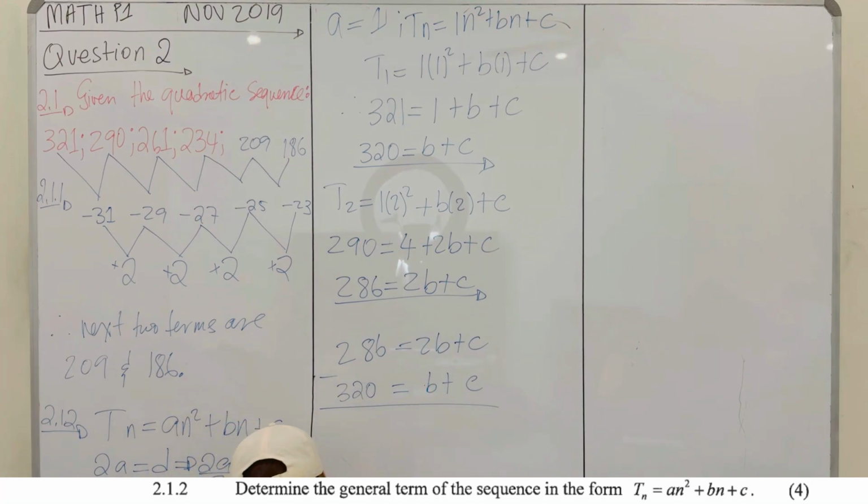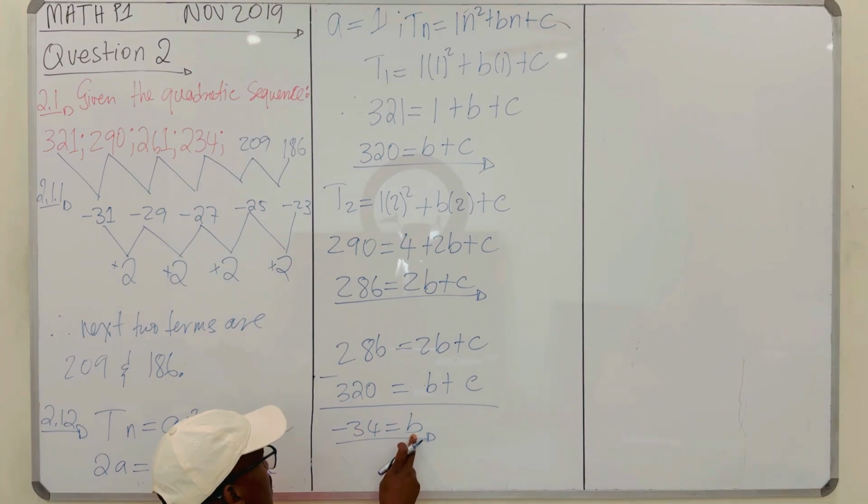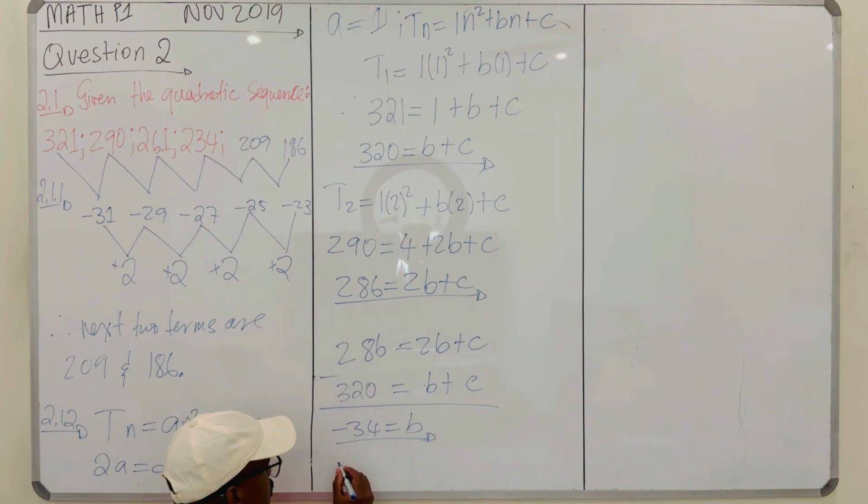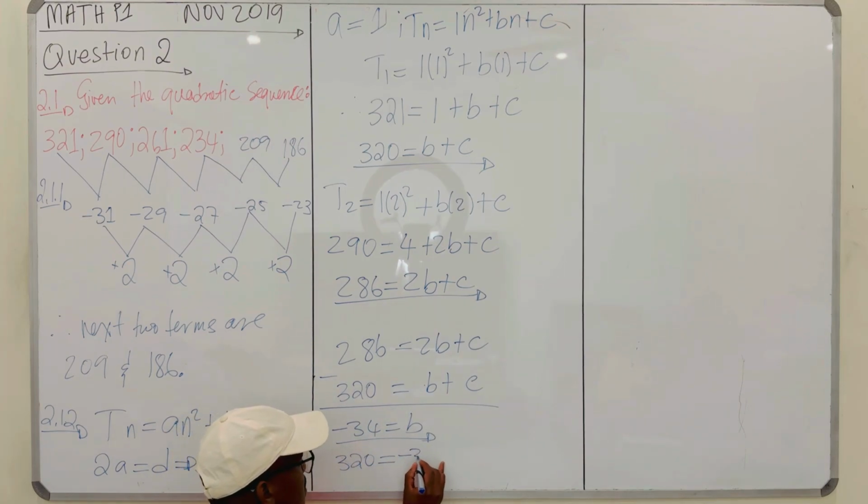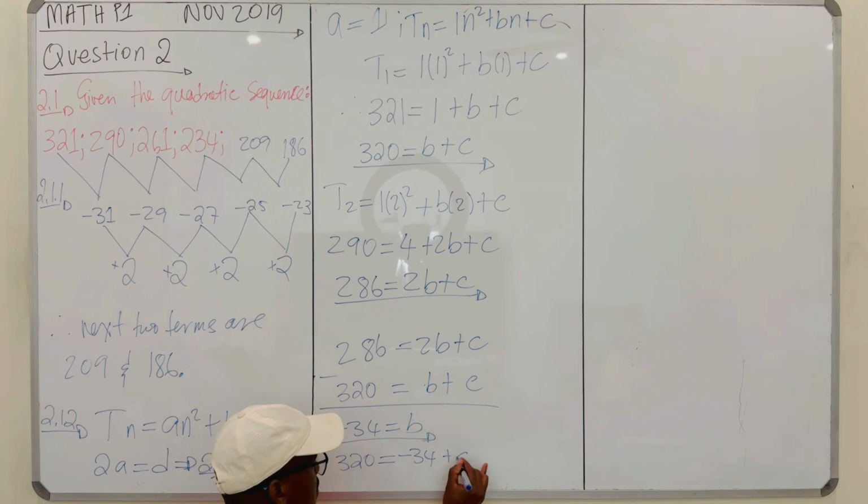I'm going to eliminate. So I'm going to say 286 minus 320. 286 minus 320 is minus 34. It's equal to B. So B is equal to minus 34. Now to find C, we substitute B there. So you say 320 is equal to your B, which is minus 34, plus C.